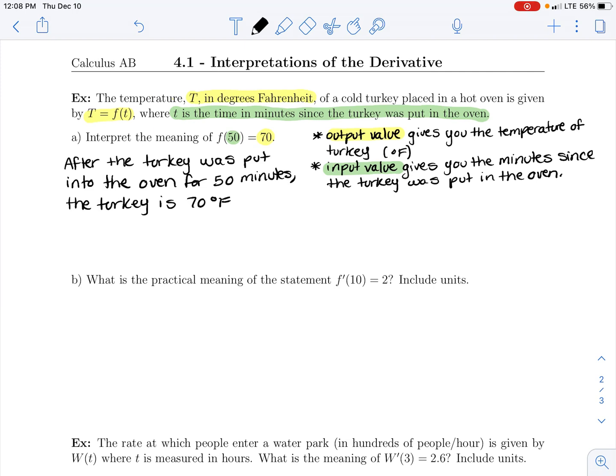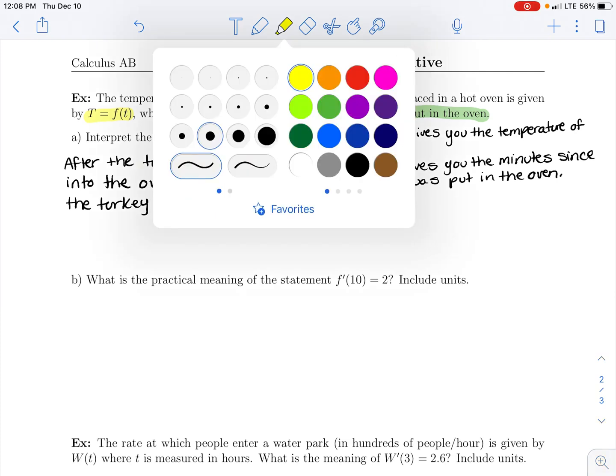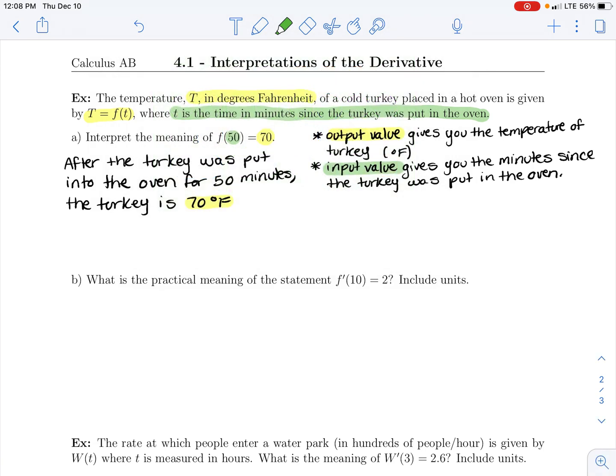That's how I formulated that statement, because I know my output value gives me the temperature of the turkey in degrees, and since my output value is 70, that's the temperature of my turkey after it was put into the oven. And how long has it been in the oven? This input value tells me 50 minutes after the turkey was put into the oven, the turkey is 70 degrees.